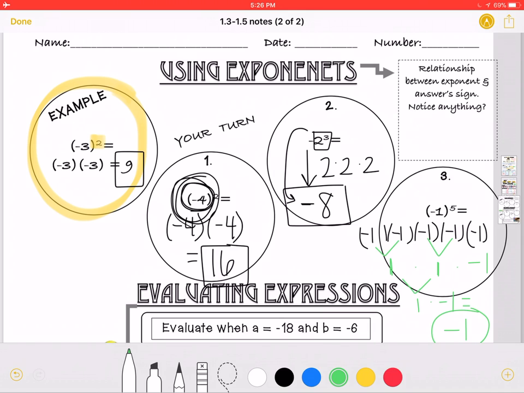Let's see, did we notice any relationships? Take a look at all these examples. Any relationships between the exponent and the answer's sign? So maybe let's look here. We had a 2 and our answer was positive. We had a 2, our answer was positive. We had a 3, our answer was negative. We had a 5, our answer was negative.